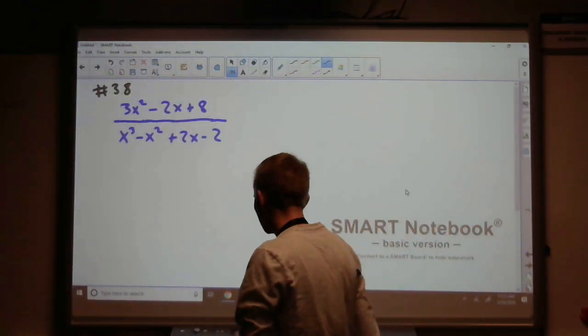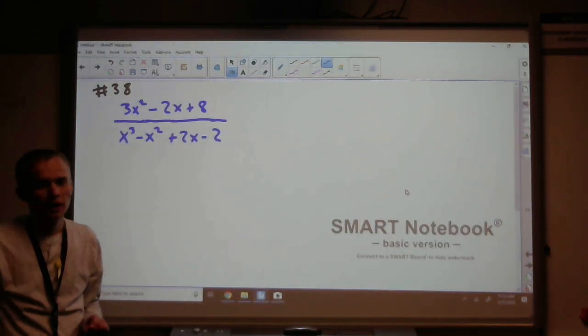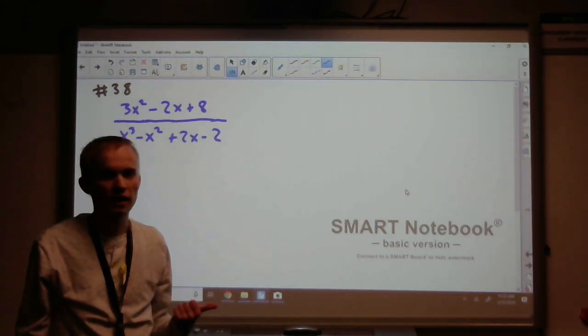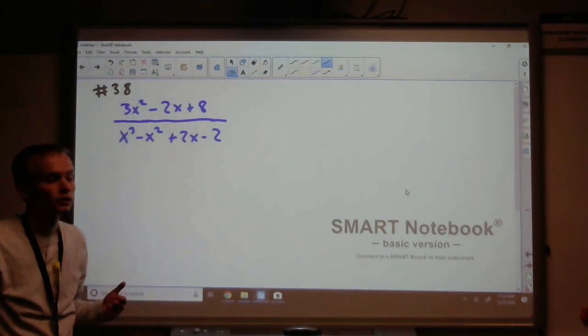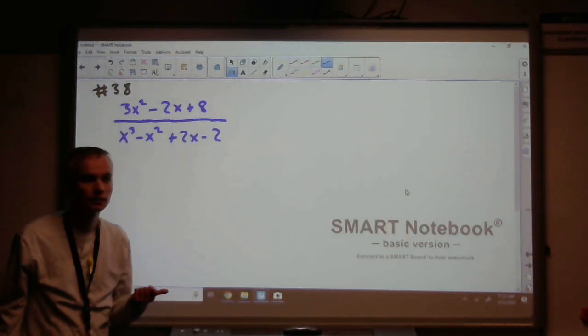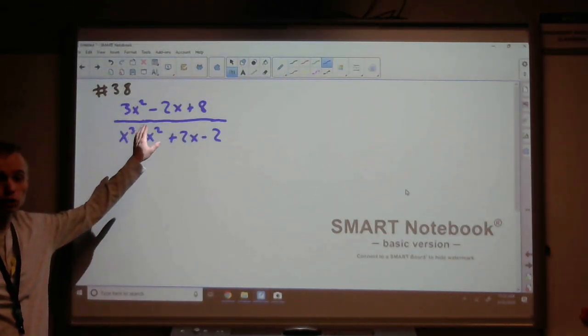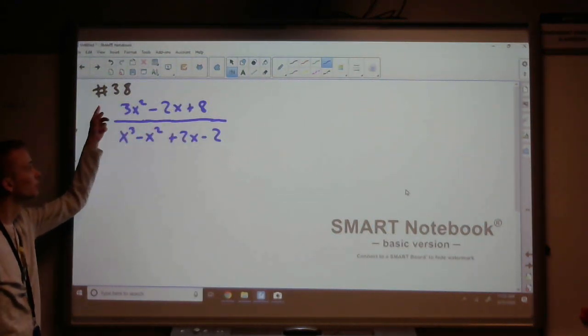Okay, so in this video, I'm going to just talk about how to do section 5.3, number 38 on the homework. So I'm going to go through this problem. This one looks a little nasty, right? We're trying to find the partial fraction decomposition of this rational function here.